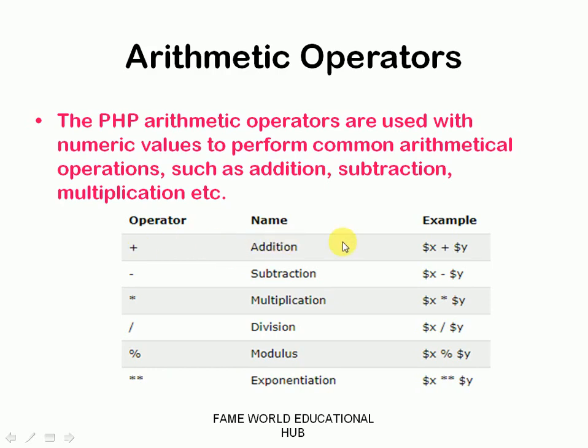The plus symbol is used for addition. Like this, you can see here I have written $x plus $y. Why have I written $x and $y? Because in PHP the variables are declared using the dollar symbol. We do not have to write any var keyword like in JavaScript, or describe any data type.